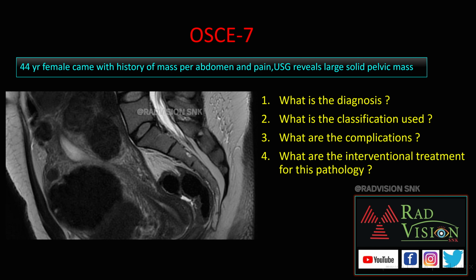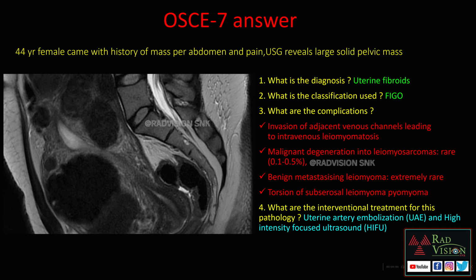So a 44-year-old female came with a history of mass per abdomen and pain, and ultrasound reveals a large solid pelvic mass. You can see there are multiple fibroids. So what is the diagnosis? These are multiple uterine fibroids. What is the classification used? This is the FIGO classification.